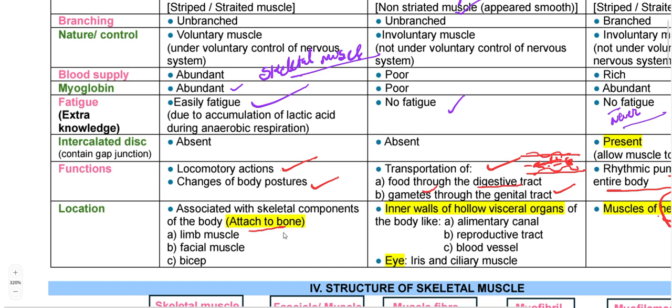Can you move it voluntarily? Now, your limbs, your hands and legs, you can move voluntarily. Your facial muscles, some people can move their eyebrows, their ears, their cheek muscles. All these things you can move. Then your biceps. So these are examples of the skeletal muscle, and the skeletal muscle is attached to the bone. It is in the name itself, skeletal. Skeletal means what? Bone. That means this muscle is attached to the skeleton. This muscle is attached to the bone. This is a PYQ. Okay.